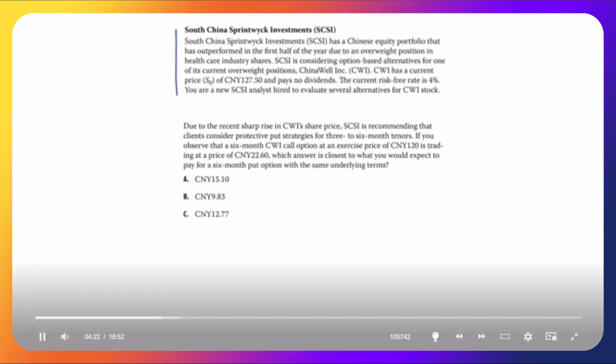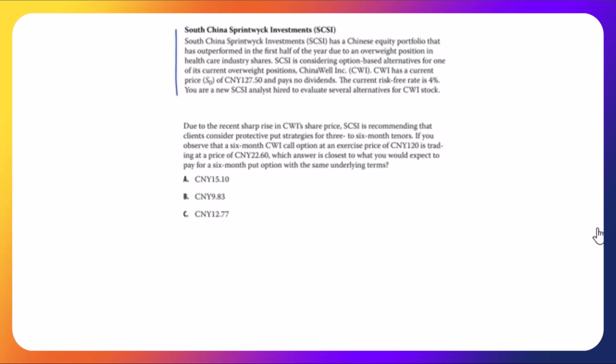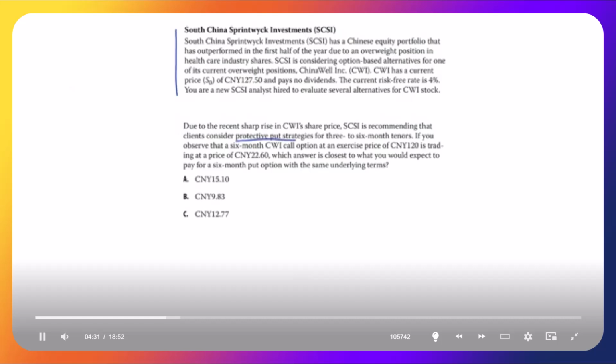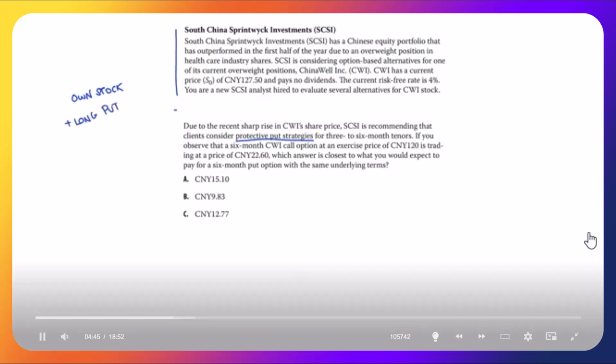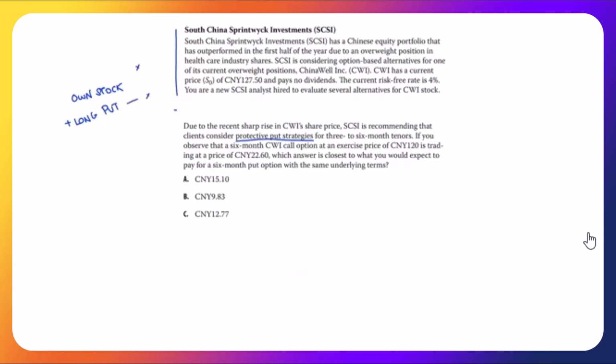Same scenario. Due to the recent sharp rise in CWI share price, SCSI is recommending that clients consider protective put strategies for 3 to 6 month tenors. Remember, protective put, we own the stock. So you are long on the underlying. You add in a long put position, the right to sell that stock. If you own it up here, you put in a long put here, you've got the right to sell it at that price. It can fall this far, but you've got protection. That adds in a floor.